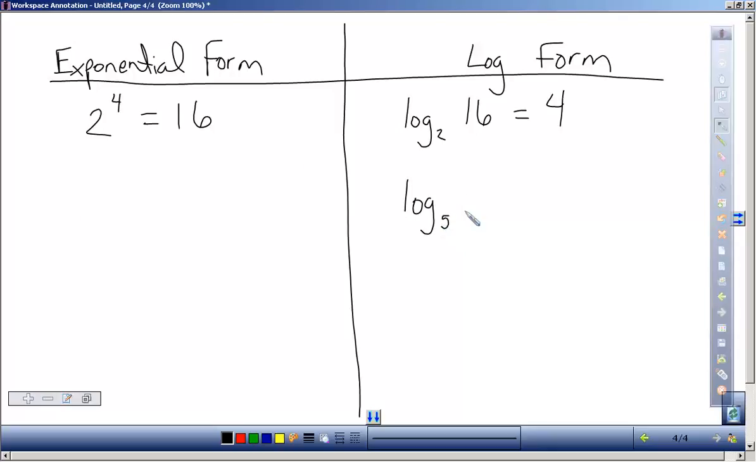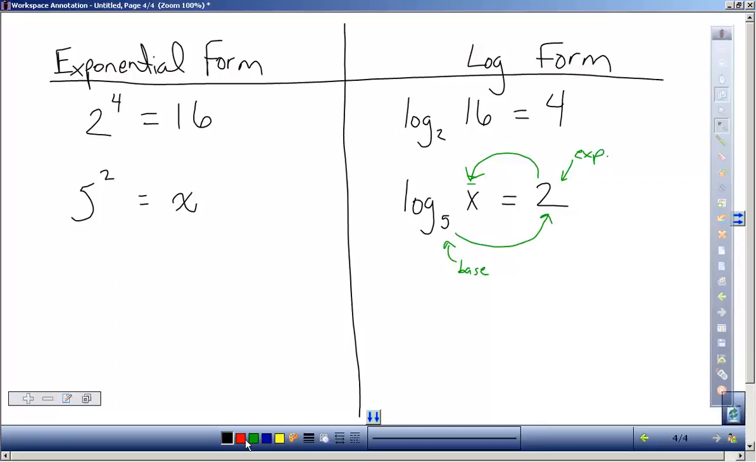So if I had something like log base 5 of x is equal to 2, that's the log form because it has a log in it. But I can rewrite the log as an exponential. Things that you always want to remember when you are rewriting: this is the base, this is the exponent, and this is what it's equal to. So that means 5 to the second power is equal to x. So I could rewrite this as 5 to the second power is equal to x. Well, you can see how that would be useful, because now we know that x is equal to 25.